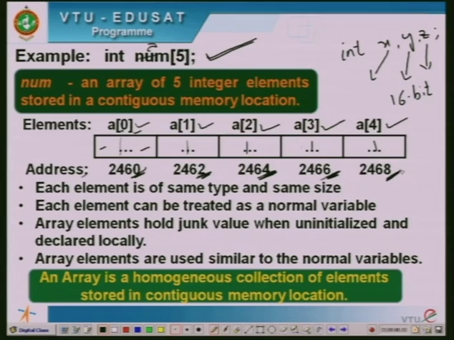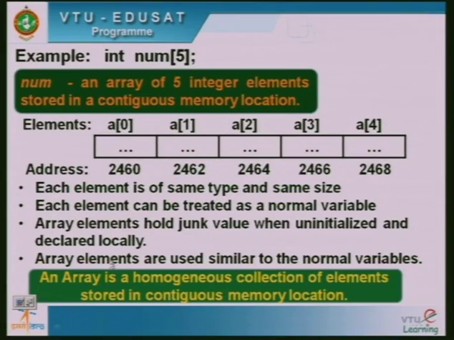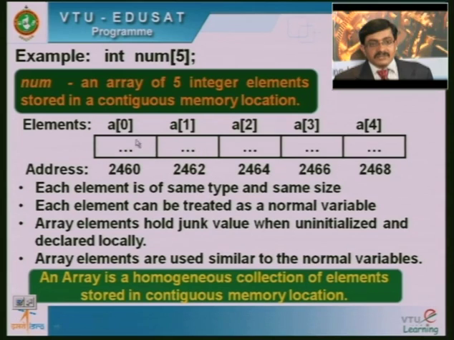Right. Now here we can note that each element is of the same type and same size. That's what we have seen. So a of 0 is 2 bytes, a of 1 is also 2 bytes, a of 2 is also 2 bytes, a of 3 is also 2 bytes, and a of 4 is also 2 bytes. So that's what we said. Each element is of the same type and same size, and each element can be treated as a normal variable.